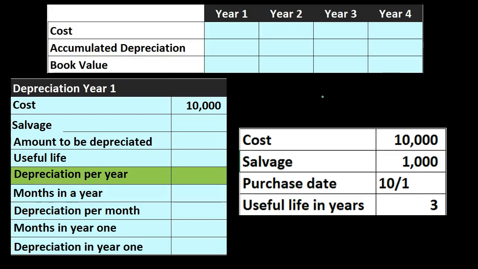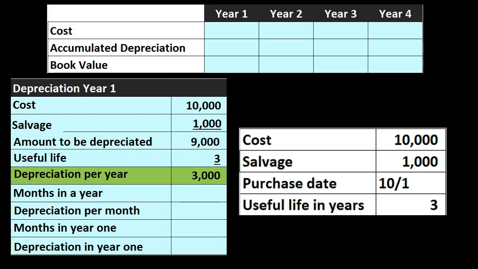We're going to do the normal calculation, which will be the cost. So we'll take the cost, 10,000. We will subtract out the salvage value in our normal type calculation. That will give us the amount that needs to be depreciated, 9,000 in this case. So 10,000 minus 1,000 gives us the 9,000. That's how much we need to depreciate over the useful life of 3 years. So we're going to take that 9,000 and just divide it by 3. That will give us the depreciation per year. So here's our depreciation per year.